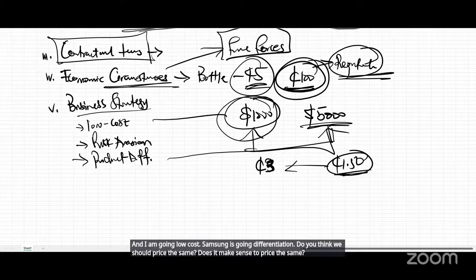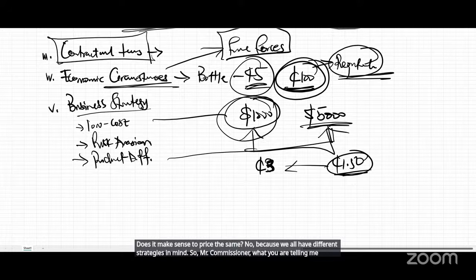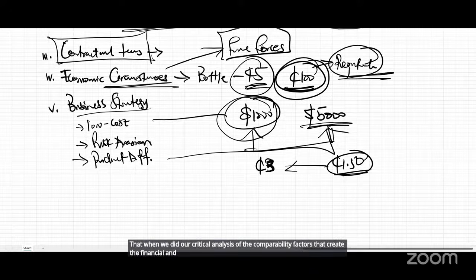Does it make sense to price the same? No, because we all have different strategies in mind. So, Mr. Commissioner, what you are telling me, that I should use Samsung's price as mine, doesn't make sense. So I will not agree with your adjustment. Do you understand? So when we are going for objection, for transfer pricing objection, this is what we take and go for the objection. That when we did our critical analysis of the comparability factors that create the financial and commercial relations, they are not similar to Samsung's own. So the price adjustment that the commissioner has done, we will not accept it.